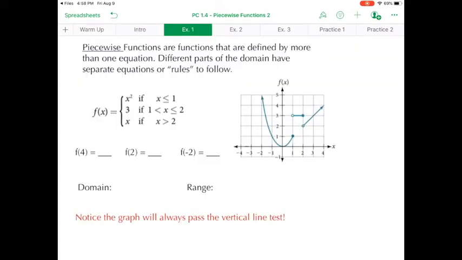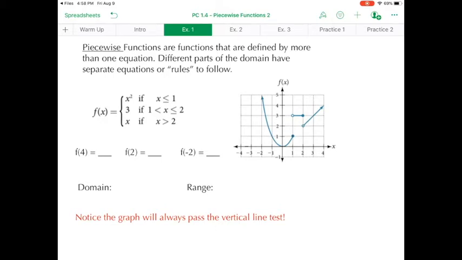Now a piecewise function is a function defined by more than one equation. Different parts of its domain have separate equations or rules to follow. Here is an example of one type of piecewise function. It has three parts or three rules to it.